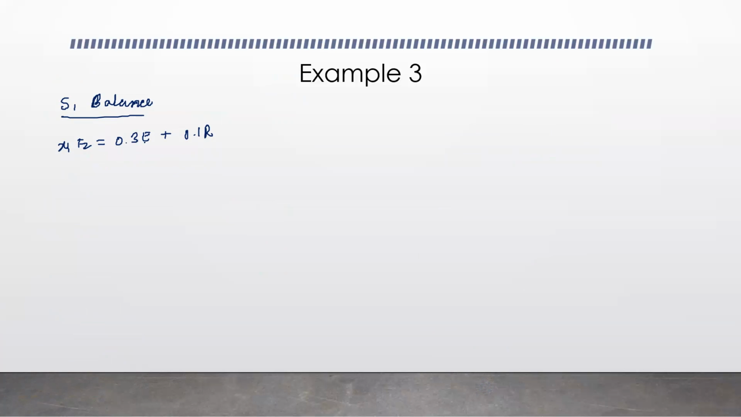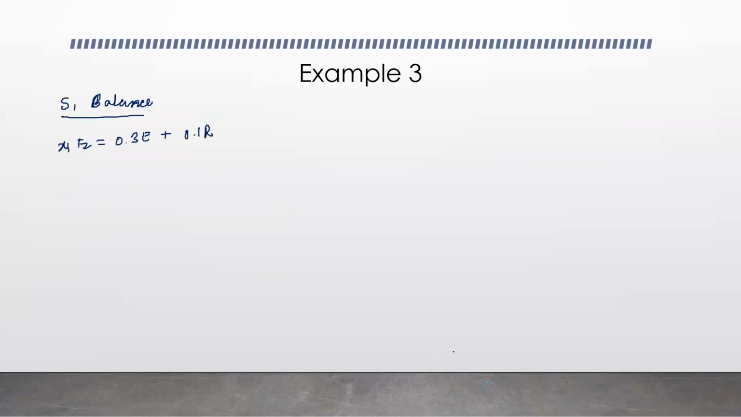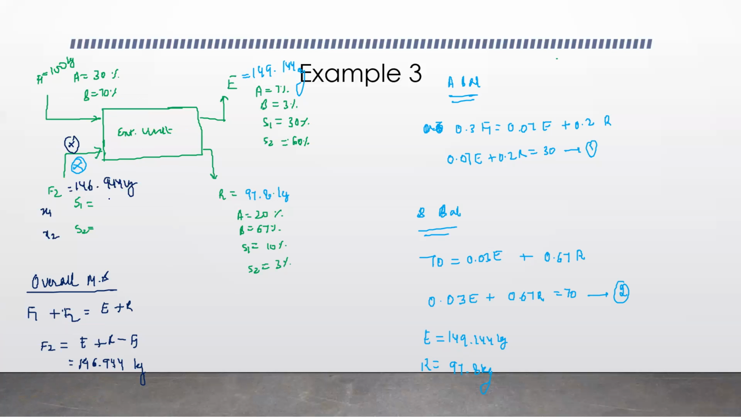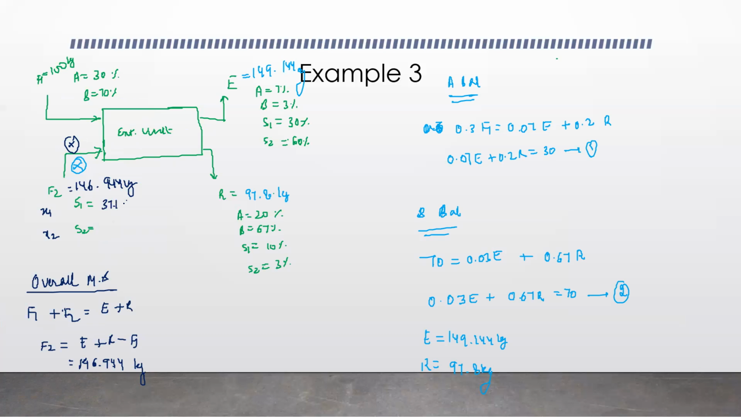When we solve, we already have R as 97.8 kg, E as 149.144 kg, and F2 as 146.944 kg. Therefore, on solving, we get X1 as 0.371. So X2 is going to be 1 minus 0.371, that is equal to 0.629. So we have 37.1% of S1 and 62.9% of S2. Now this block diagram is complete.